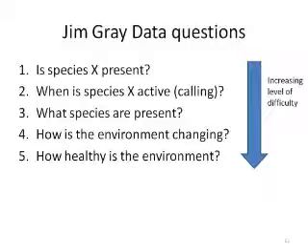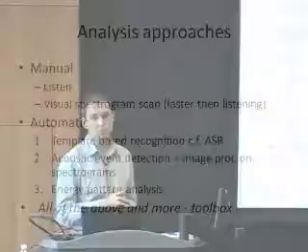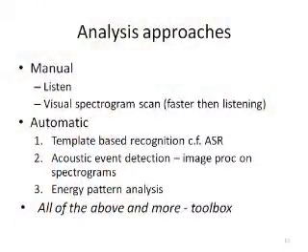The kind of questions that we have, the simple questions, are: is a certain species present, when are species active, what species are there, how is the environment changing, and ultimately some idea of environmental health. Obviously some of those are quite difficult questions, and this is only 5 questions, not the 20 or so that Jim was proposing, but that's at least a start for us.